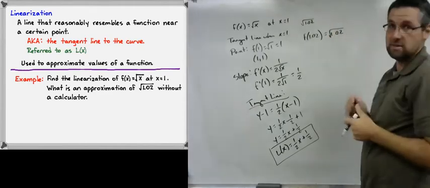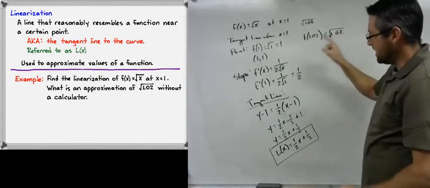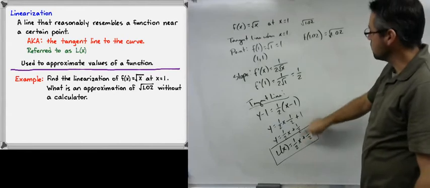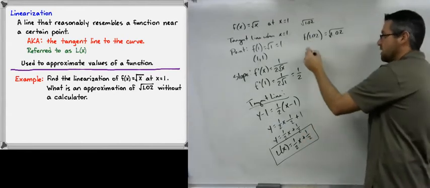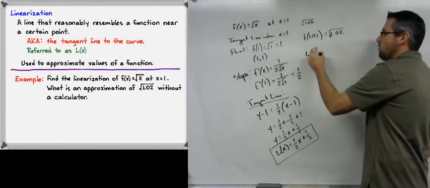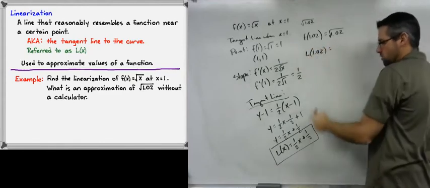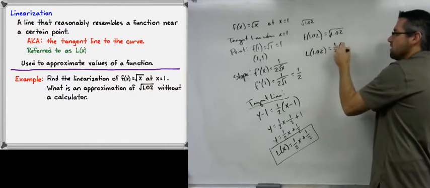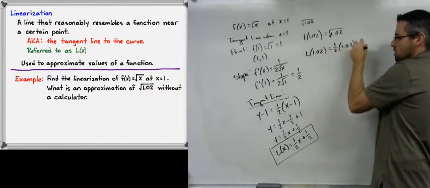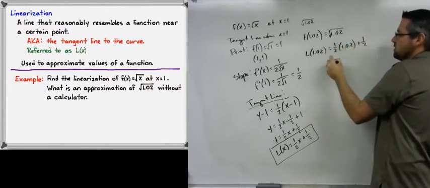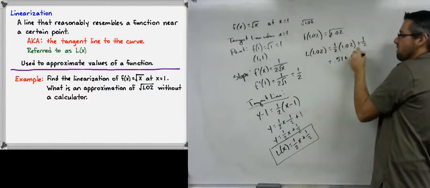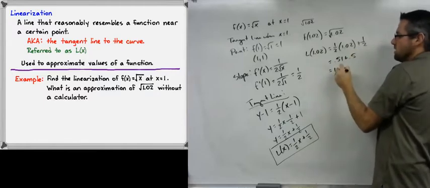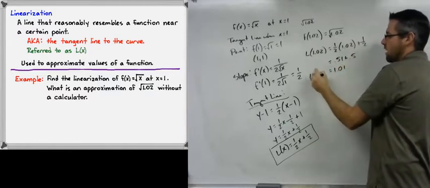Now, I don't know that, but what I do know is a tangent line that is really close to the function's value, and I'll show you the graph of this in a second. What I can say, though, is that L of 1.02 is equal to 1/2 times 1.02 plus 1/2. And then I can do this without a calculator. 1/2 of 1.02 is 0.51 plus 1/2 is 0.5. So I end up with 1.01 for L of 1.02.